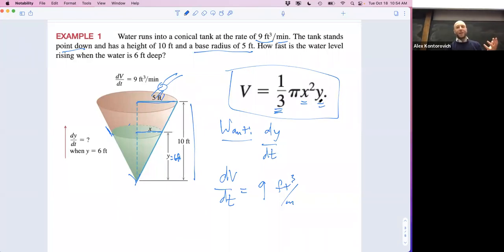We have to get rid of one of them. Can we express x in terms of y? What we want is the derivative of y, the height. Ron? Well, do we know that x is equal to t? Jenny, why do you say that?